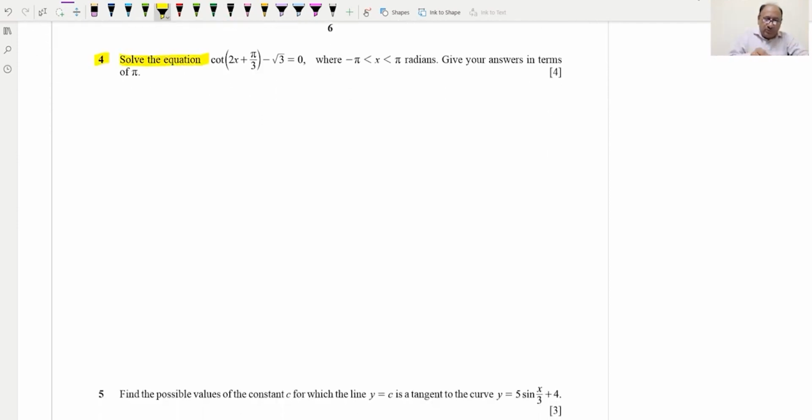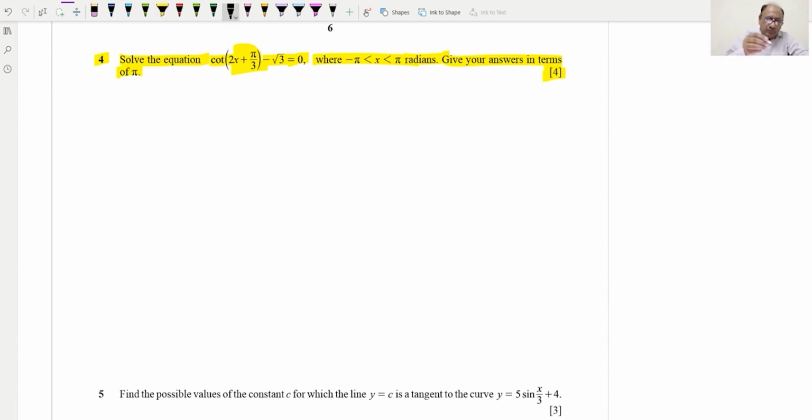Question number 4. Solve the equation tangent of this one minus under root 3 is equal to 0, and the value of x is varying from minus pi to pi. Give your answers in terms of pi, and this is a 4 marks question.